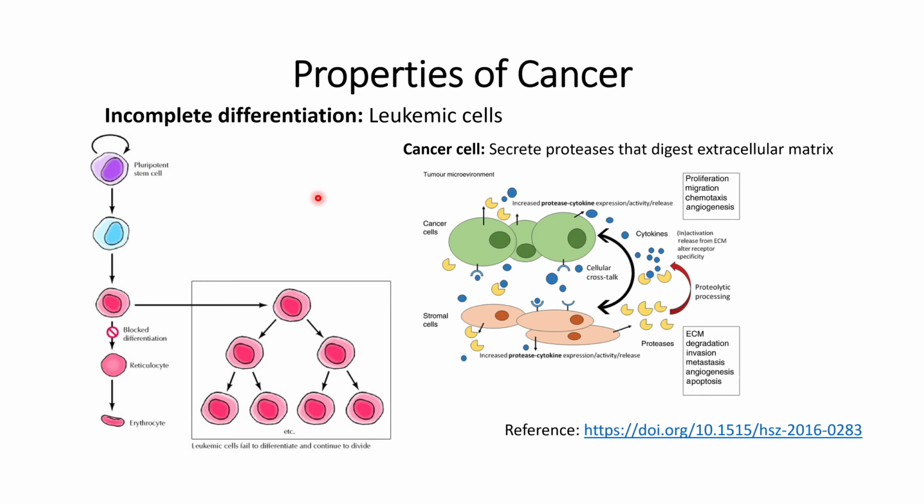Another important property of the cancerous cells is the incomplete differentiation. So what is the normal process? Every blood cell is formed from the stem cells that are usually present in bone marrow, and they differentiate into specific committed cells with the help of different factors and different processes. This is one of the examples shown in a rough way: pluripotent stem cells go through different processes to form erythrocyte cells.